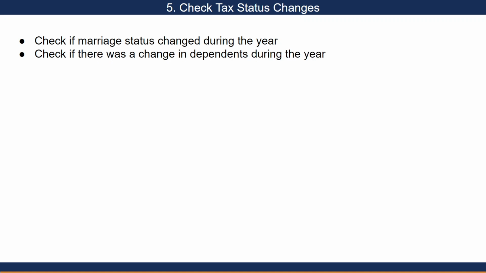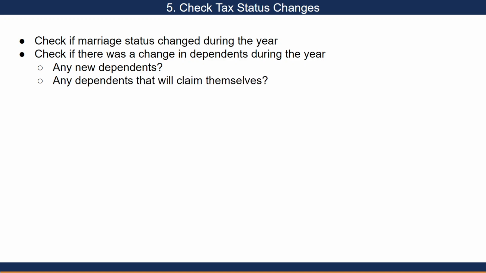Check if there was a change in dependents during the year. So this could be, did they have any new dependents or any children born during the year? Are any dependents now old enough that they're going to claim themselves? So are they going to lose any dependents on their tax return coming up?